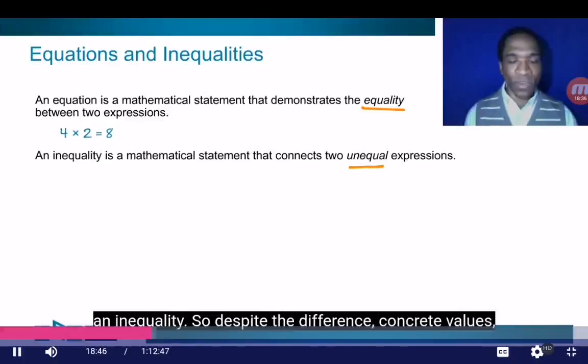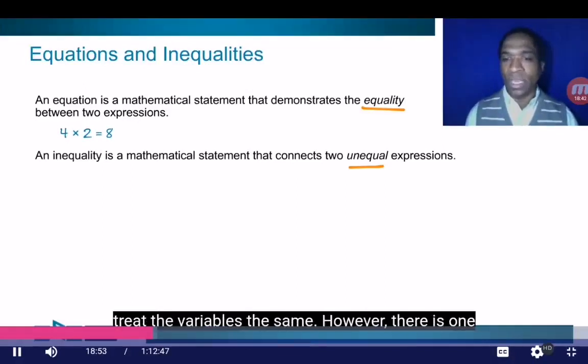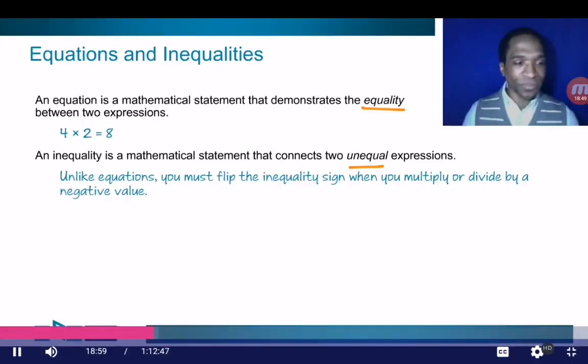So despite the difference, concrete values for equations, ranges for inequality, we tend to, again, treat the variables the same. However, there's one exception to that. So let's point that out.